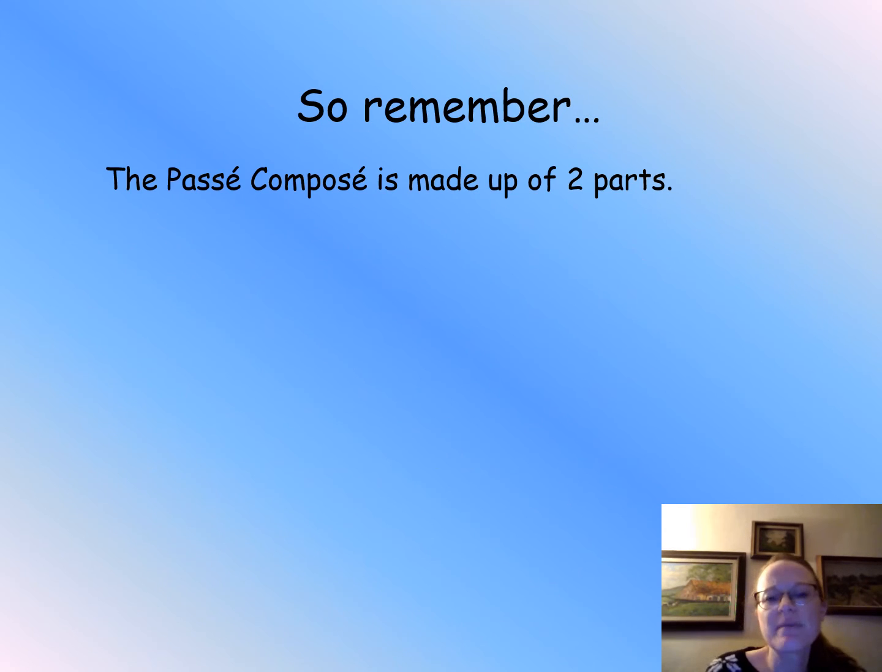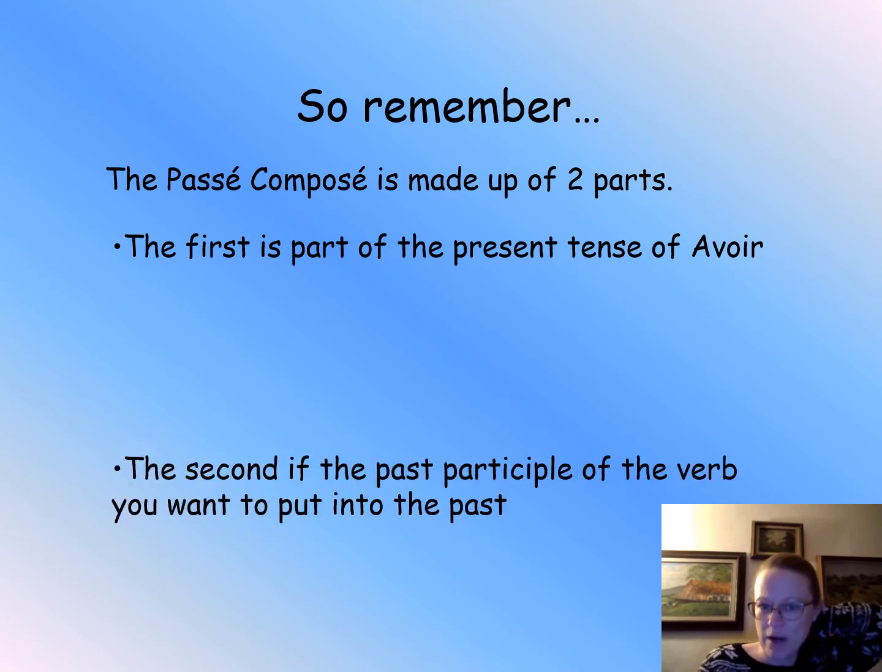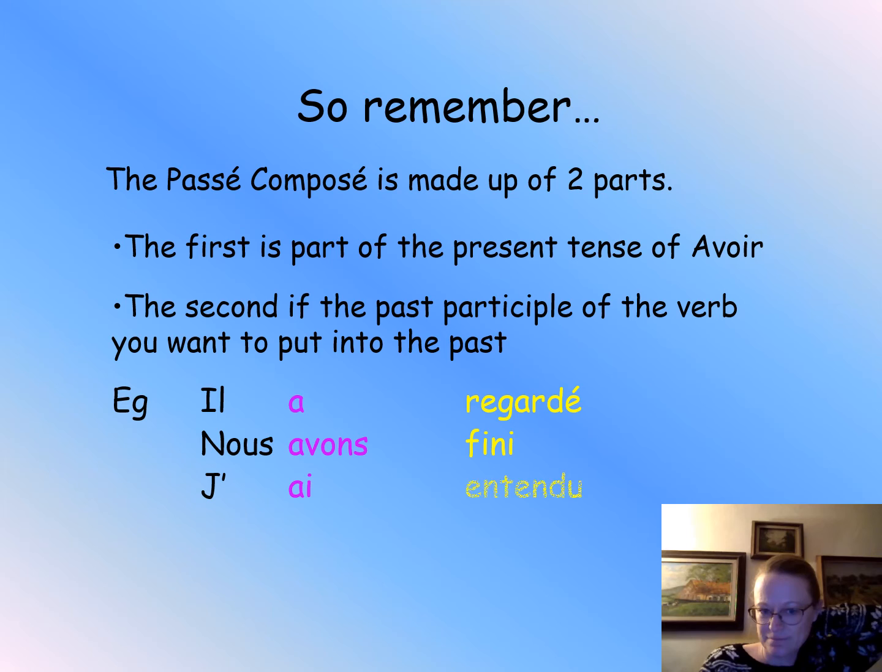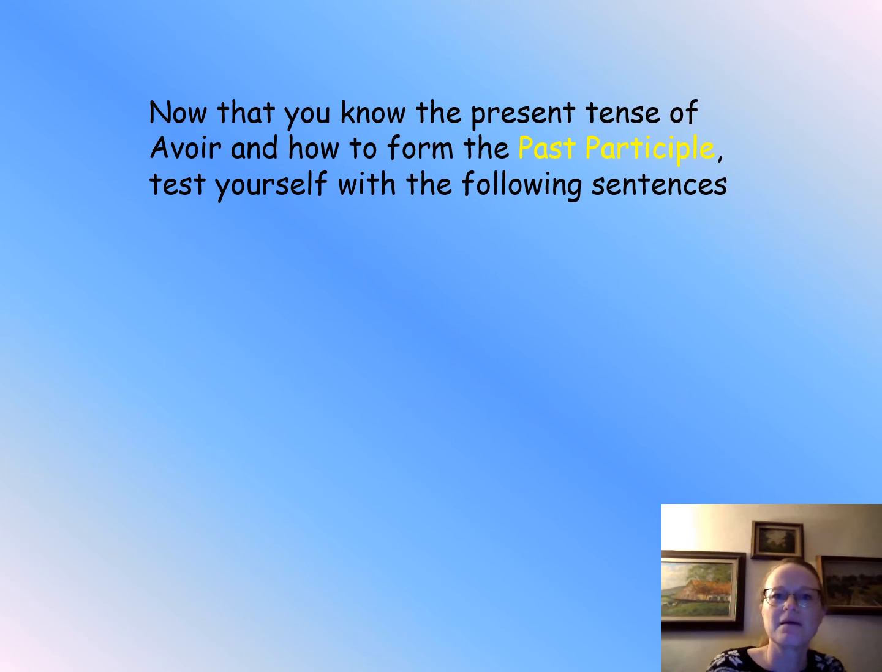So remember, the passé composé is made up of two parts. The first part is the present tense of avoir. The second part is the past participle. So there's avoir and the past participle. Okay, so now let's test ourselves with the following sentences.